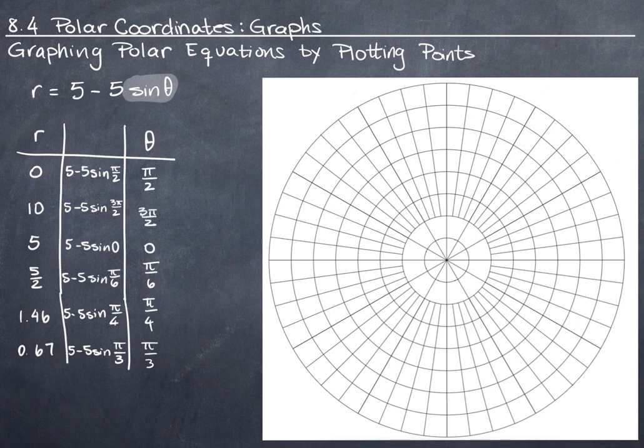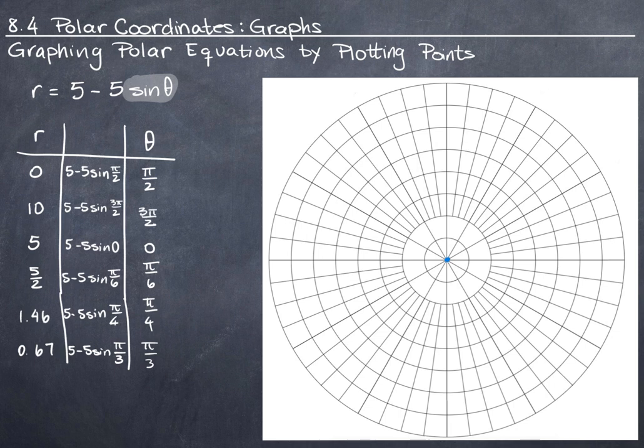So (pi over 2, 0) is going to be here because it's got a radius of 0, right? 3 pi over 2 is this angle here, so it's on this line, and my radius there is going to be 10. I have 1, 2, 3, 4, 5, 6, 7, 8 lines here, so I'm going to let each one of these be 2. 2, 4, 6, 8, 10. Otherwise, I won't have enough room to graph the whole thing.